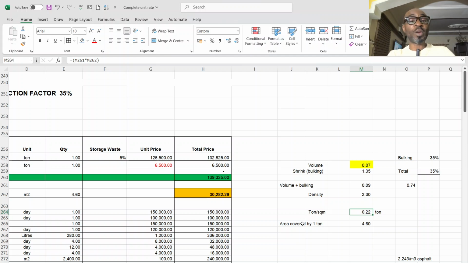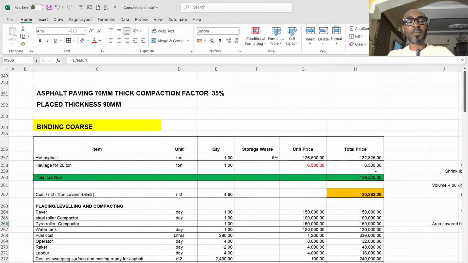So for a 70 mm thick asphalt, when you want to convert it to know how many square meters a ton will cover, you divide 1 ton by 0.22. It gives you 4.6, and that is the 4.6 that I brought to this portion, this cell. Now we go to the pricing proper.